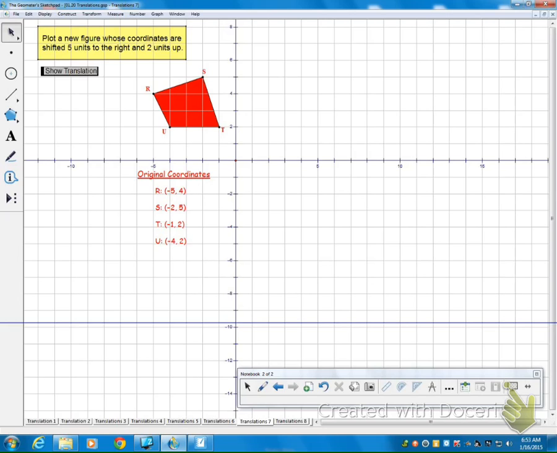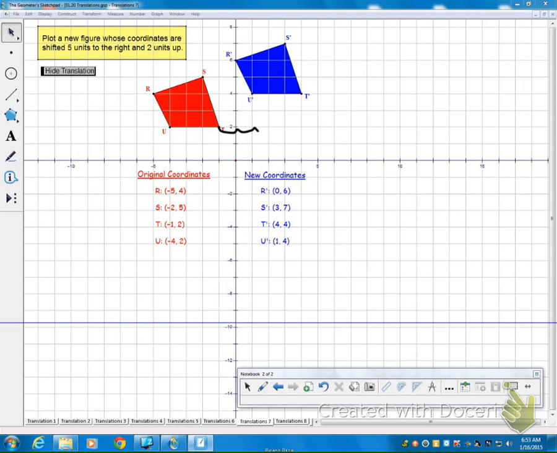So we have an example right here where we want to plot a new figure whose coordinates are shifted 5 units to the right and 2 units up. So we'll go ahead and show what that translation looks like. So notice I took my red shape here and I moved it 1, 2, 3, 4, 5 units to the right if I'm focusing on point T, and then 1, 2 units up. So every single point in this shape has made this same translation, and that's why we're moving the whole shape and it all stays the same.